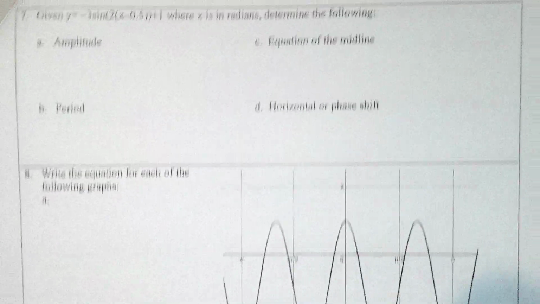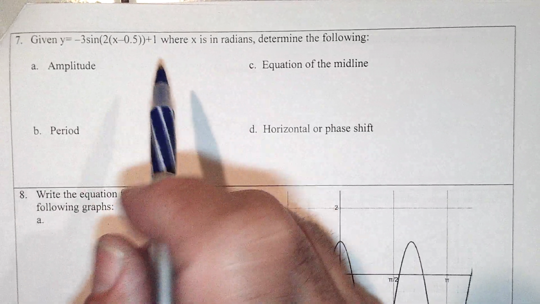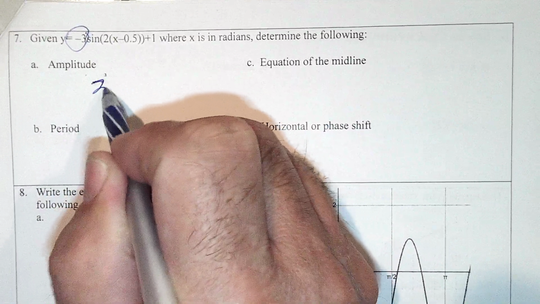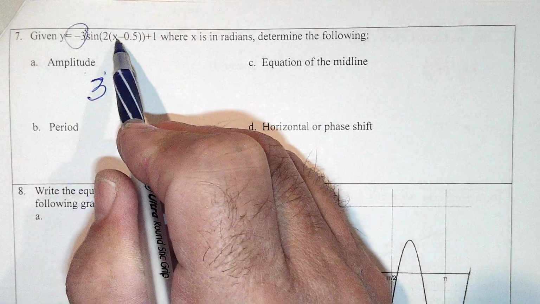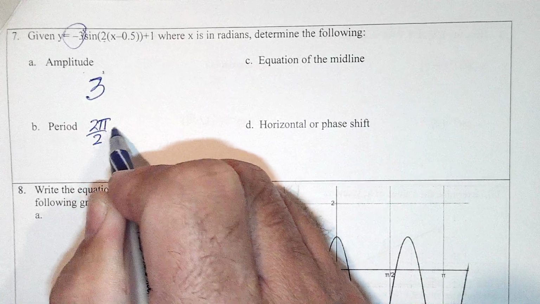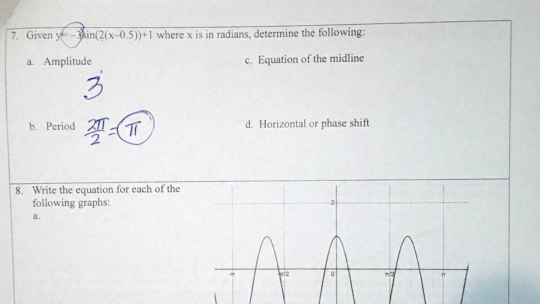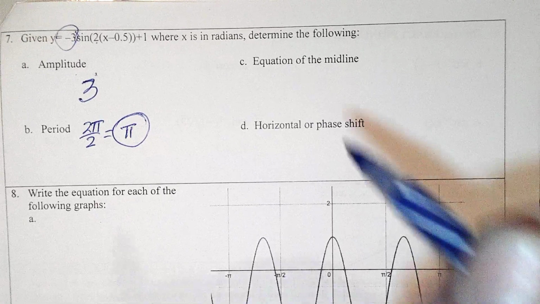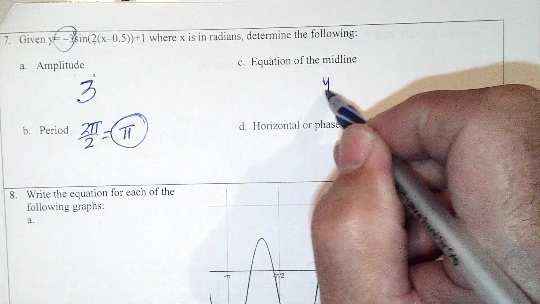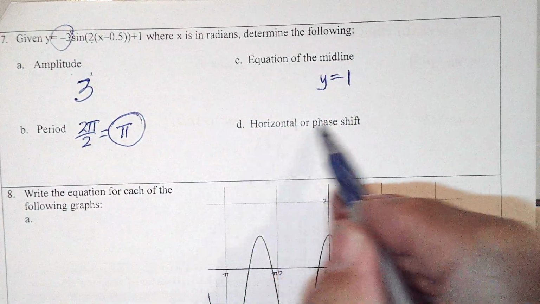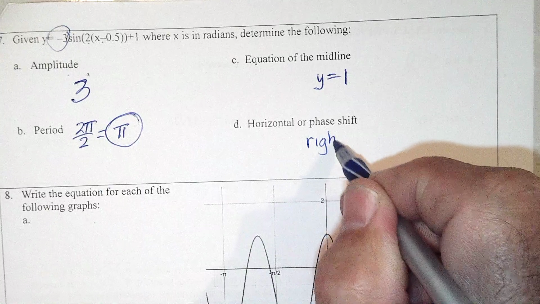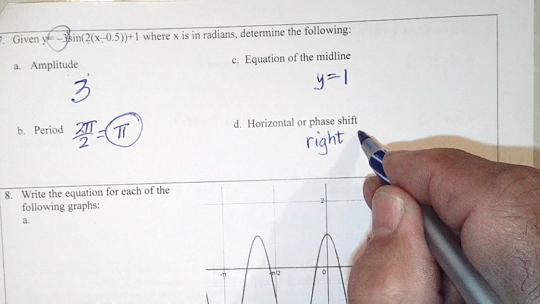All right, page 3. Amplitude, absolute value of -3. Period, it's 2 pi divided by 2, which is pi, or you can graph it and see the period. Midline, this thing has been moved up 1, so it's y equals 1. And it's been shifted right 0.5.